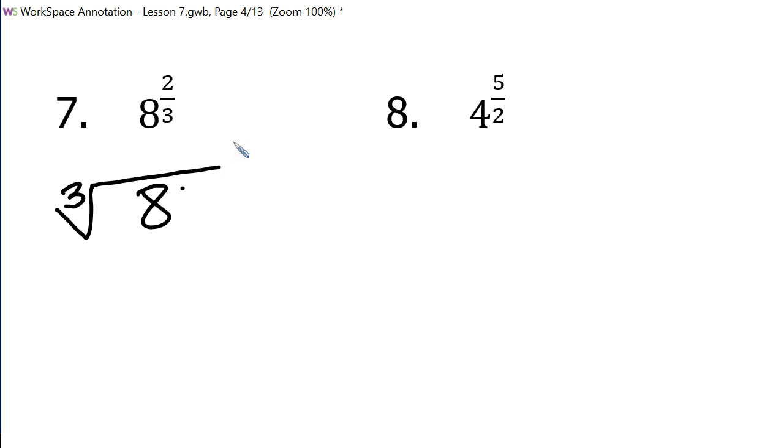Number 8. What number goes under the radical? 4. What root are we taking? 2nd. So do I actually have to put the 2 here? No, it's understood to be the 2nd root. So if it's a square root, you don't have to put the 2 there. If you did, that's fine, but you don't have to. And then the power I raise it to is the 5th power.